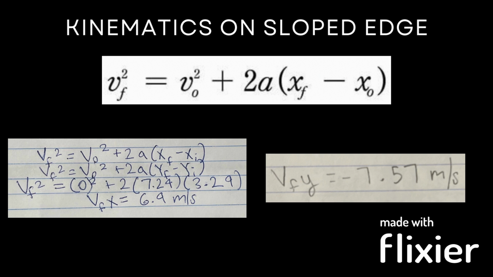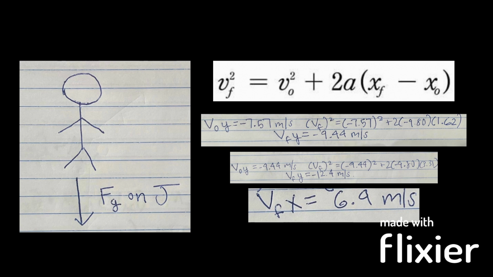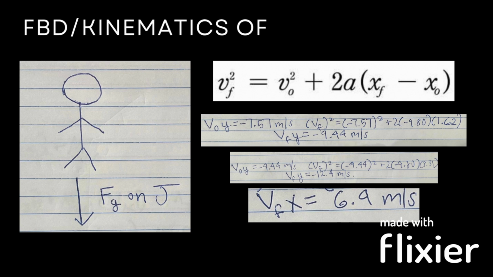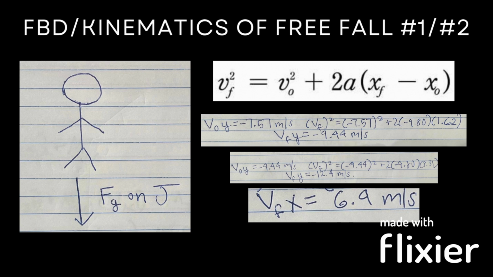And now, we can set up our free body diagrams and kinematics for both freefall 1 and 2, using the same equation mentioned earlier, and the only force existent on John Wick is gravity itself. And then, we see that the final velocity after hitting the fire escape is negative 9.44 meters a second, and during his second freefall, goes to negative 12.4 meters a second. Since we never learned how to calculate the x velocity, we can assume that its magnitude stays the same, at 6.9 meters a second.